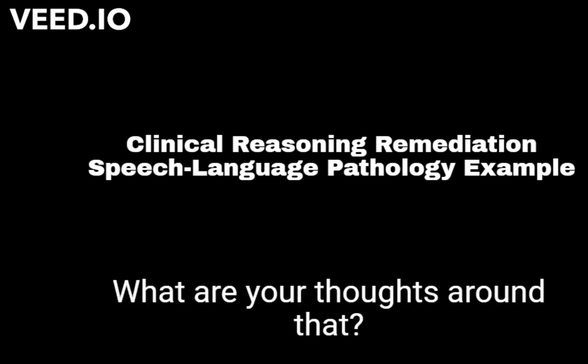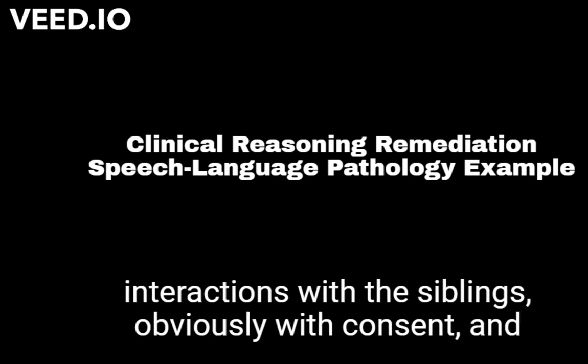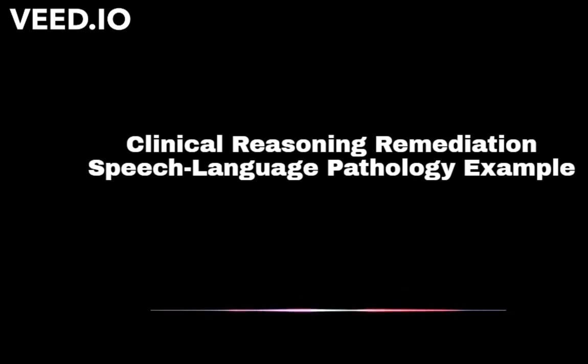So let's think about how you can obtain more information about how the boy interacts with them. Could you give me some examples? What are your thoughts around that? Well, I could ask the mum if she was happy to record or video some interactions with the siblings, obviously with consent, and review the data. That's good. Good ideas. Any other ideas you have?